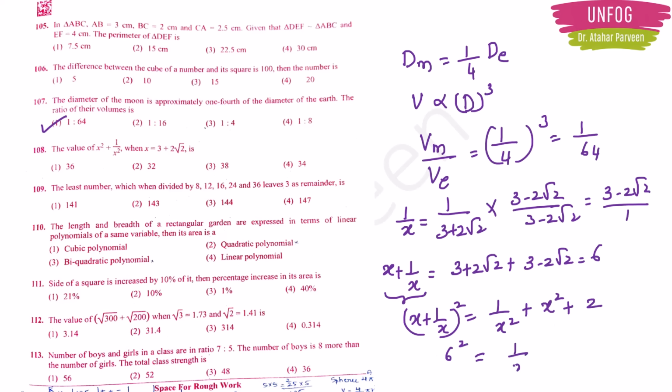1/x square plus x square I should find out. This 2 I'll put it in the left hand side, right? So minus 2 will be there now. So 36 minus 2 will be 34. Correct answer is option 4. You understood, right? See here, x square plus 1/x square will become 36 minus 2. So option 4 will be the correct answer here.